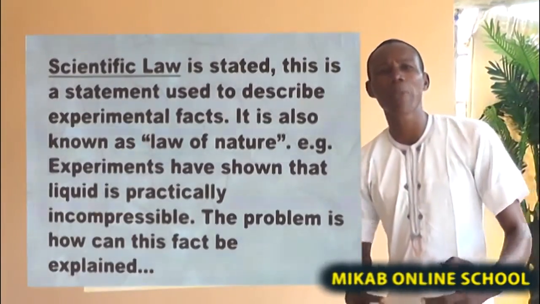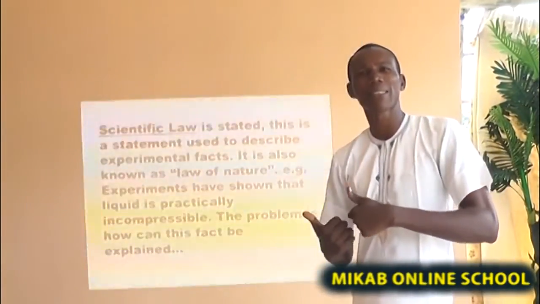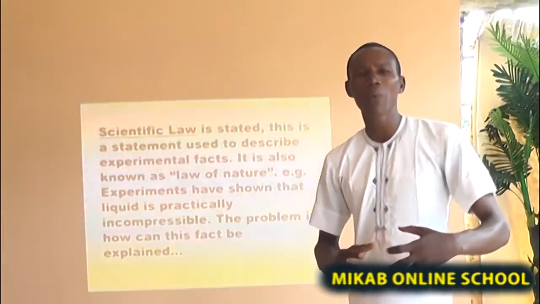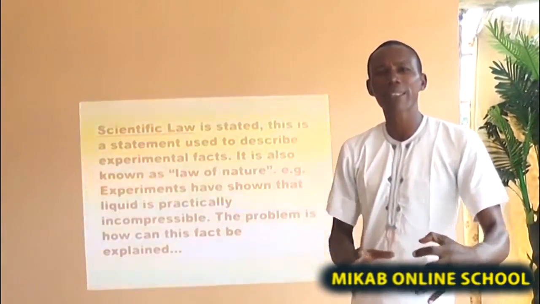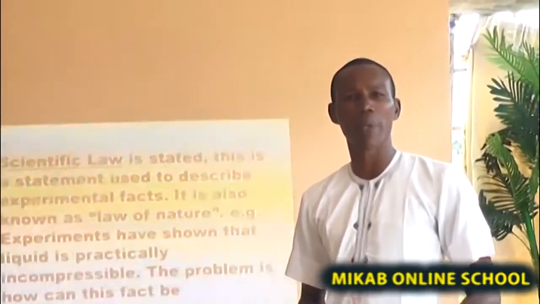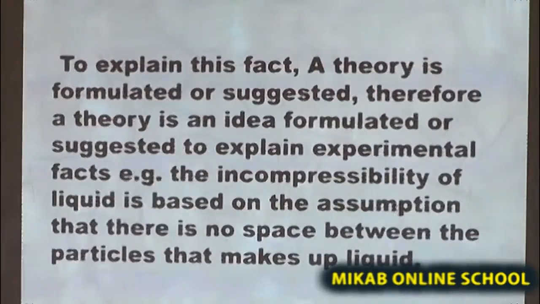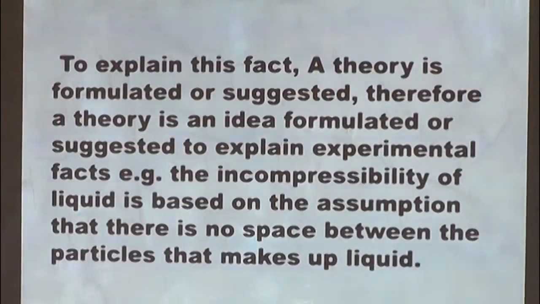This idea will explain how that statement holds. This idea will explain the authenticity of that statement that you have just made. Of course, from the experimental law, we move straight to the theory, which explains this fact. Therefore, a theory is a suggestion. A theory is a proposed idea that explains an experimental fact.